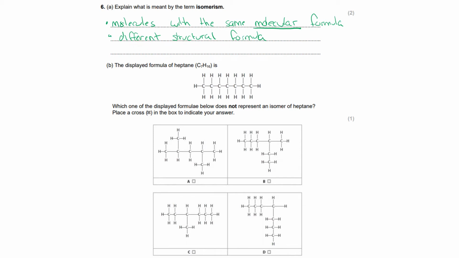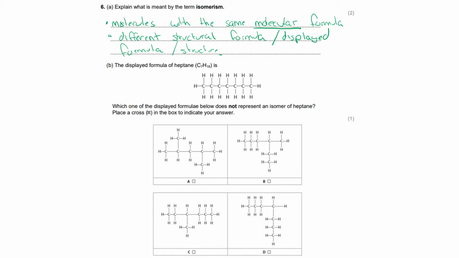Now that also allowed, I'm going to write this one down for you, displayed formula. If you said it's got a different displayed formula, or just a different structure is allowed. But if you said something like, the same empirical formula but different displayed formula, you obviously can only get 1 mark because you said empirical rather than molecular formula for the first point. So be really careful about that.